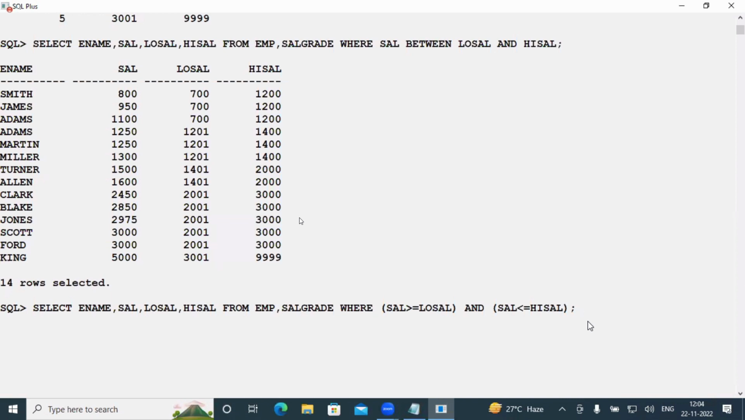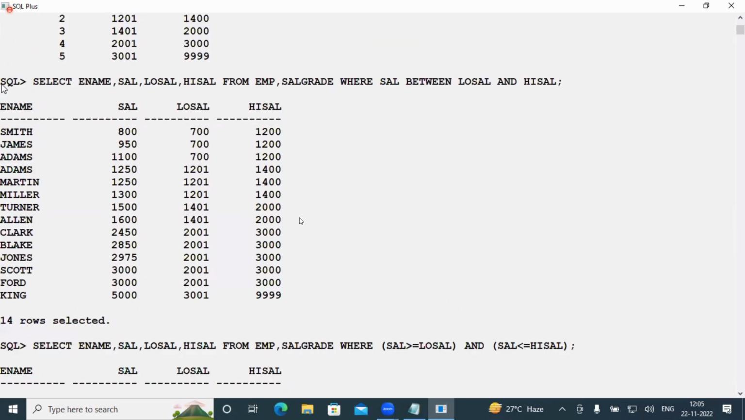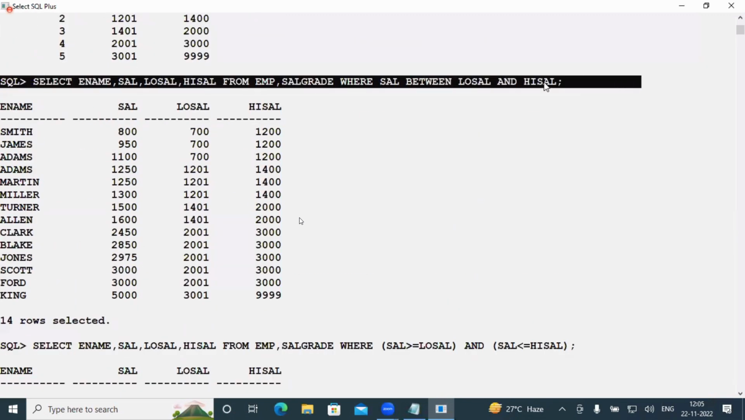So yes, we can execute C2 now. Same output comes to you. So this is the way you can use your non-equijoin.